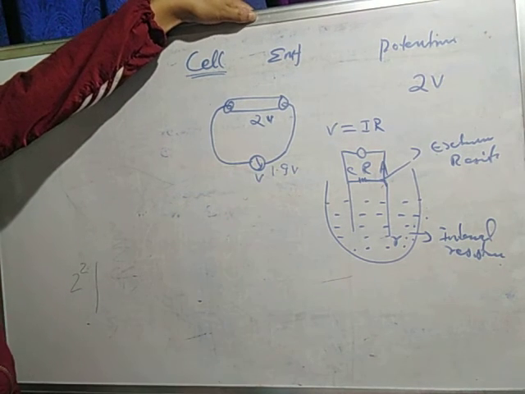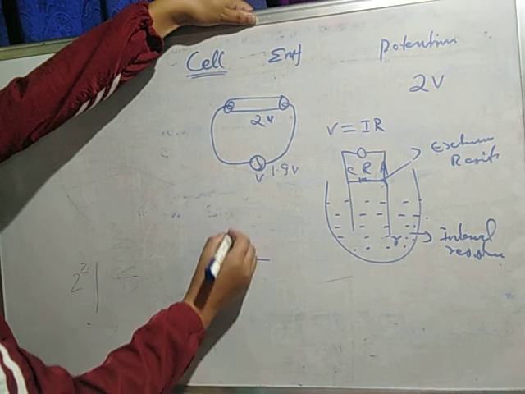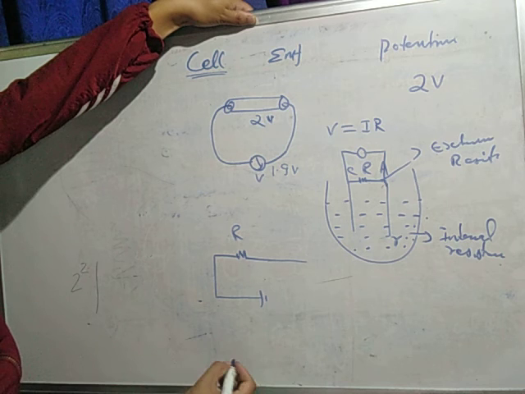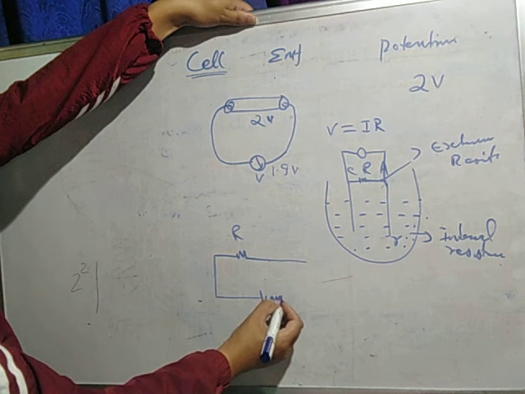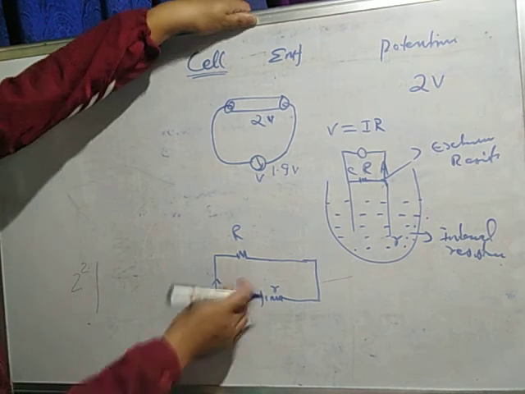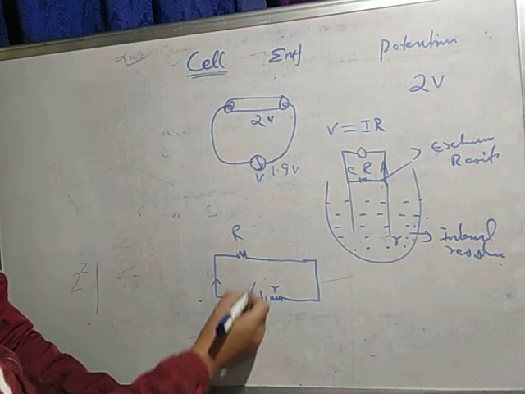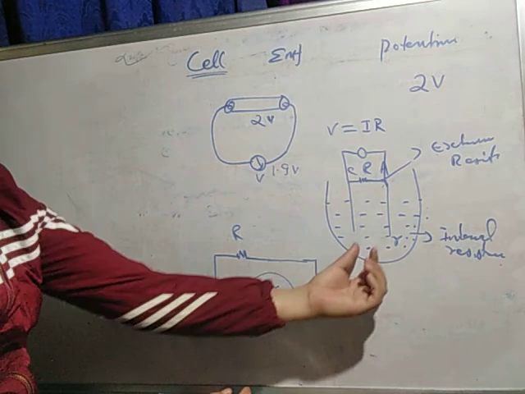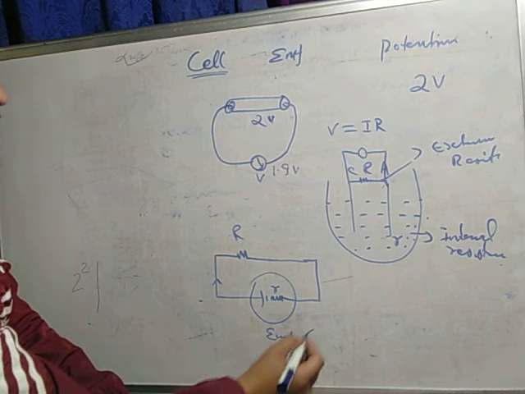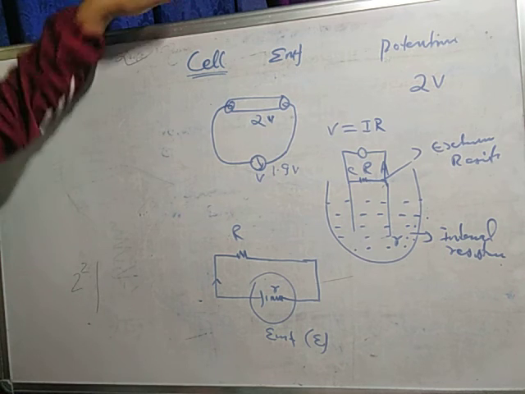So what happens, whenever you connect this, this is your resistance R, and this is how you have to draw your circuit. Now battery, then you have internal resistance, then this is how current flows. This is your external resistance, and this inside a cell is the internal resistance. So all this together is called EMF, or you can write epsilon. Okay, clear?